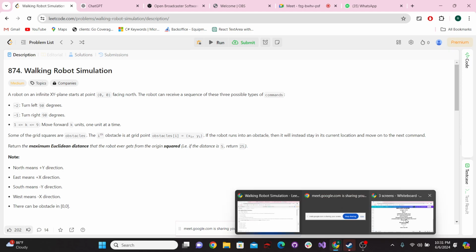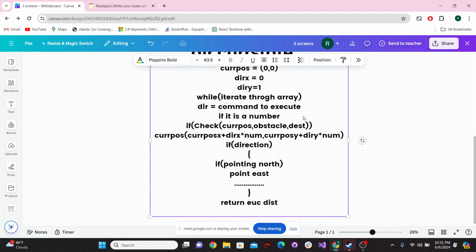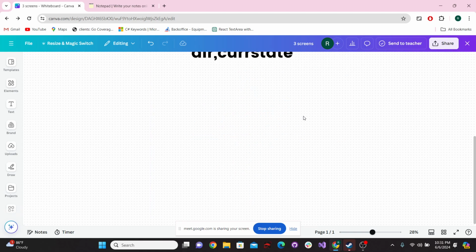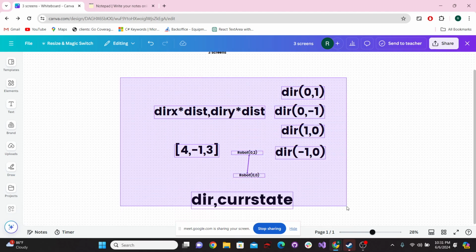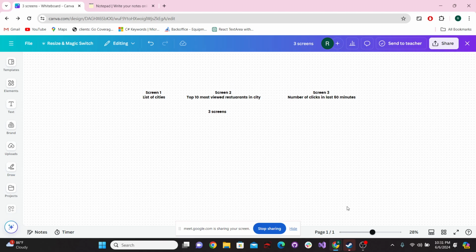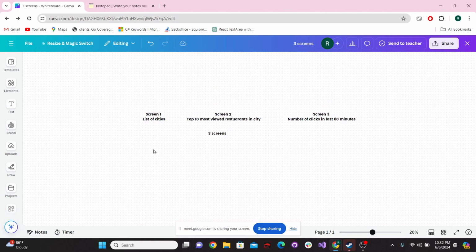Where else do we go? We are going to solve a system design problem. We're going to do a little bit of system design. Okay, so do you guys know what Redis is?